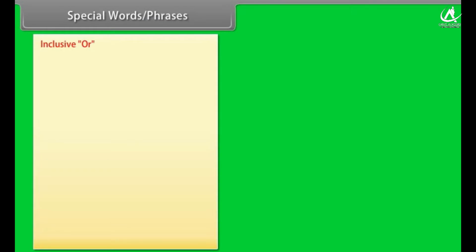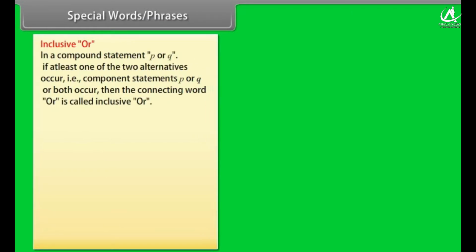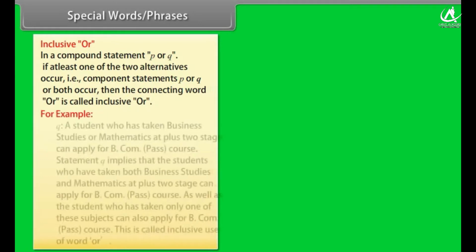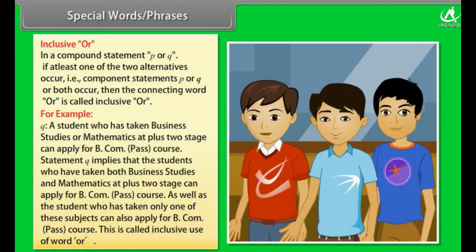Inclusive or. In a compound statement P or Q, if at least one of the two alternatives occur, that is, component statements P or Q or both occur, then the connecting word or is called inclusive or. For example, Q is a statement that a student who has taken business studies or mathematics at +2 stage can apply for BCom pass course.